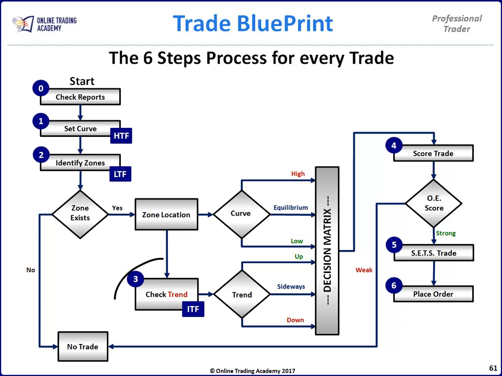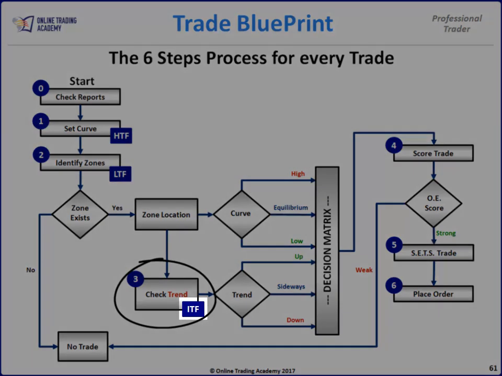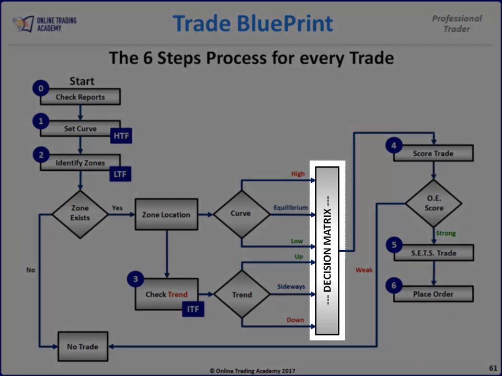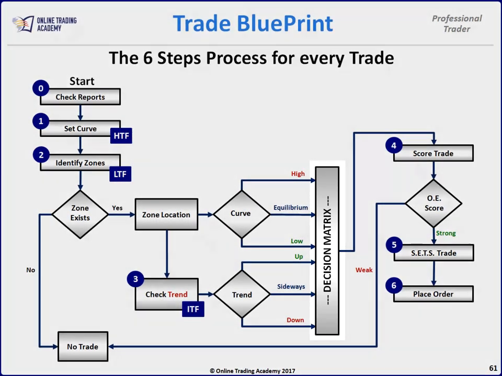Our next step is to check the trend on our intermediate time frame. When we check the trend, there's really 3 possibilities that we have: an uptrend, a sideways trend, or a downtrend. Now, with the trend direction and the zone's curve location, we're going to plug that into the decision matrix, which is then going to give us the action that we're going to take. Once we have that, we're going to score the trade out. And we're going to do that by assessing the odds enhancers for the zone.